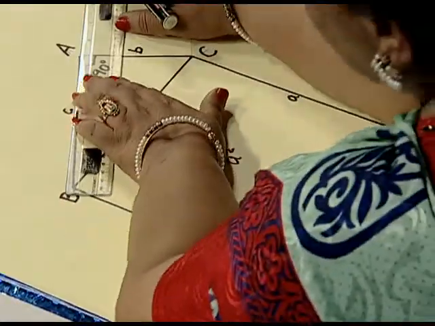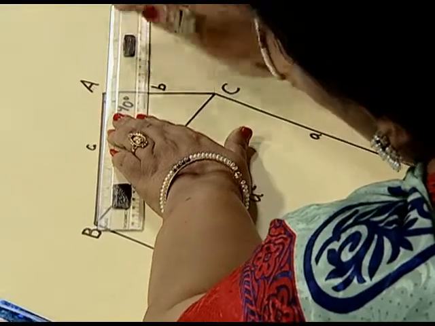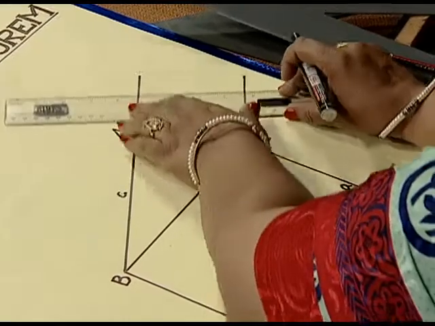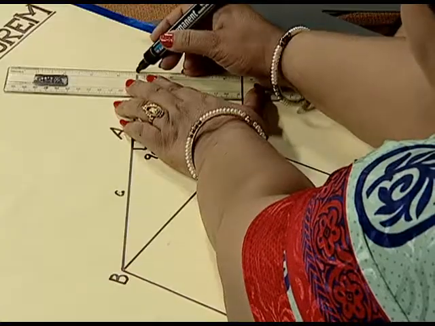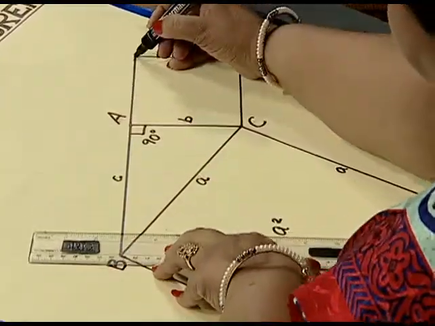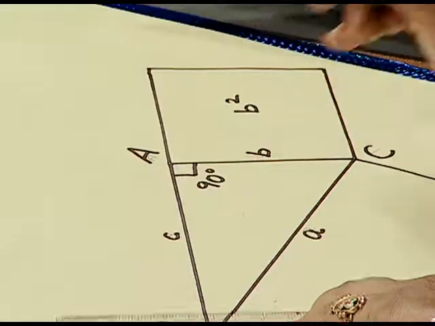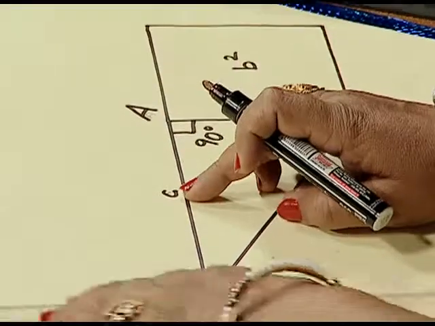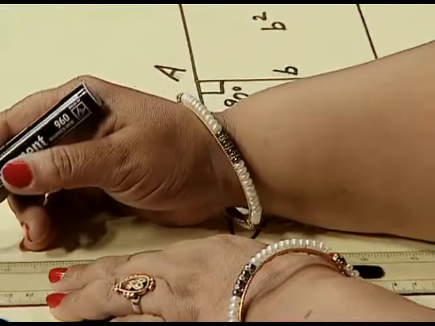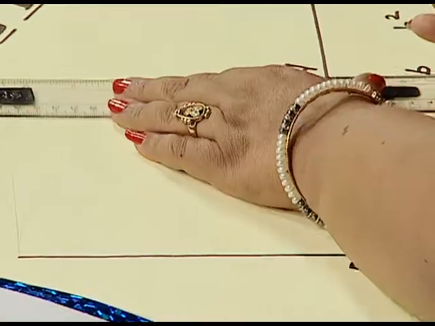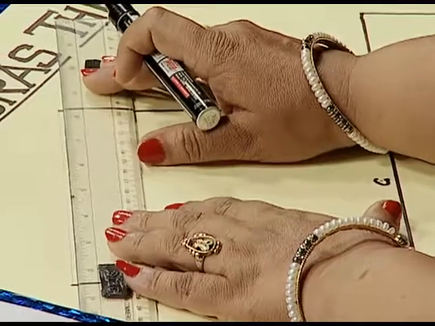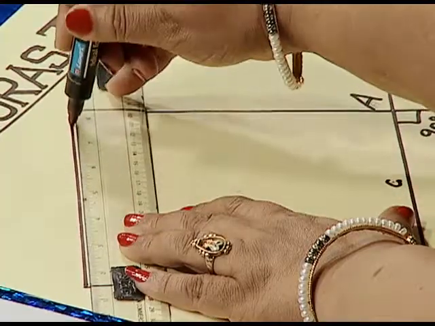Similarly, we construct a square on the side along AC whose length is b. So, what will be the area? It will be b square. In the same way, we have length c here and we need to construct a square of length c. This is our square on c, whose area is c square.